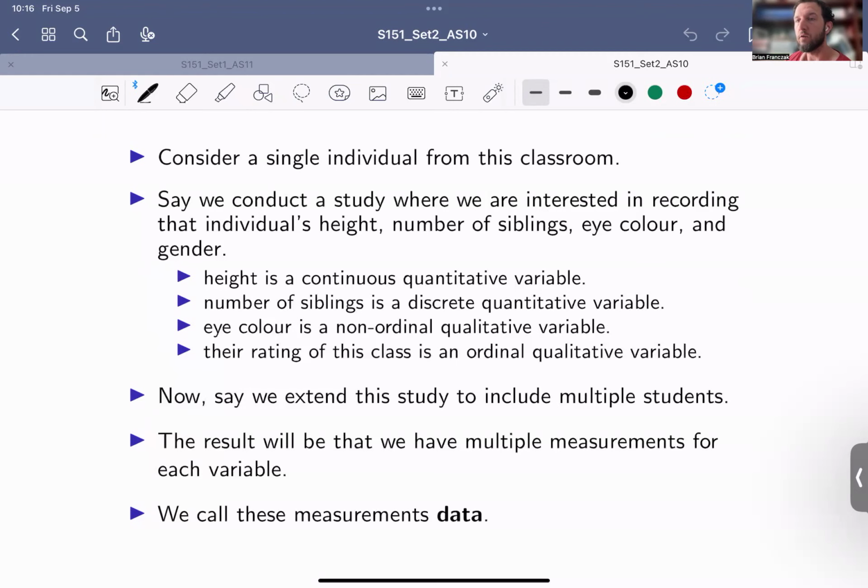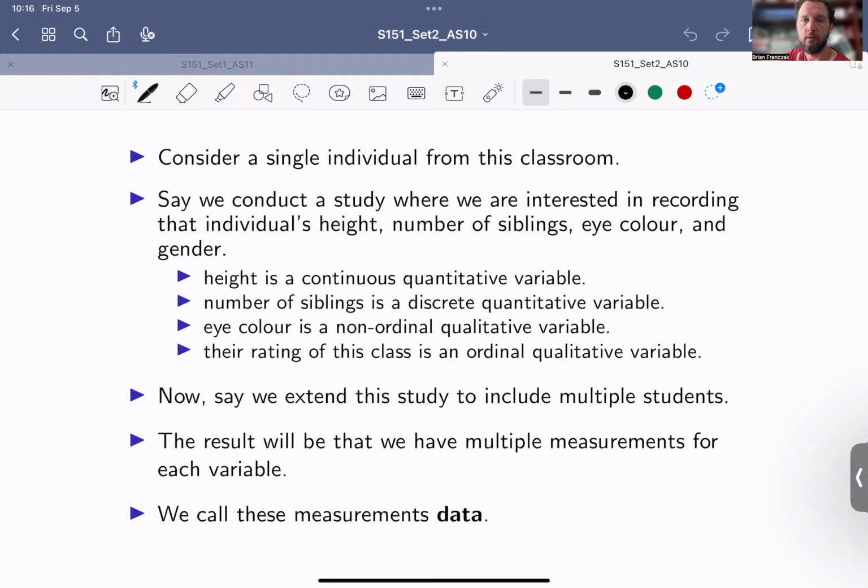Eye color is a nominal qualitative variable, not ordinal, because there's no natural ordering to the colors, right? So my eyes are brown, or my eyes are blue, or my eyes are green. It doesn't matter what color they are. Those colors have no predefined order.